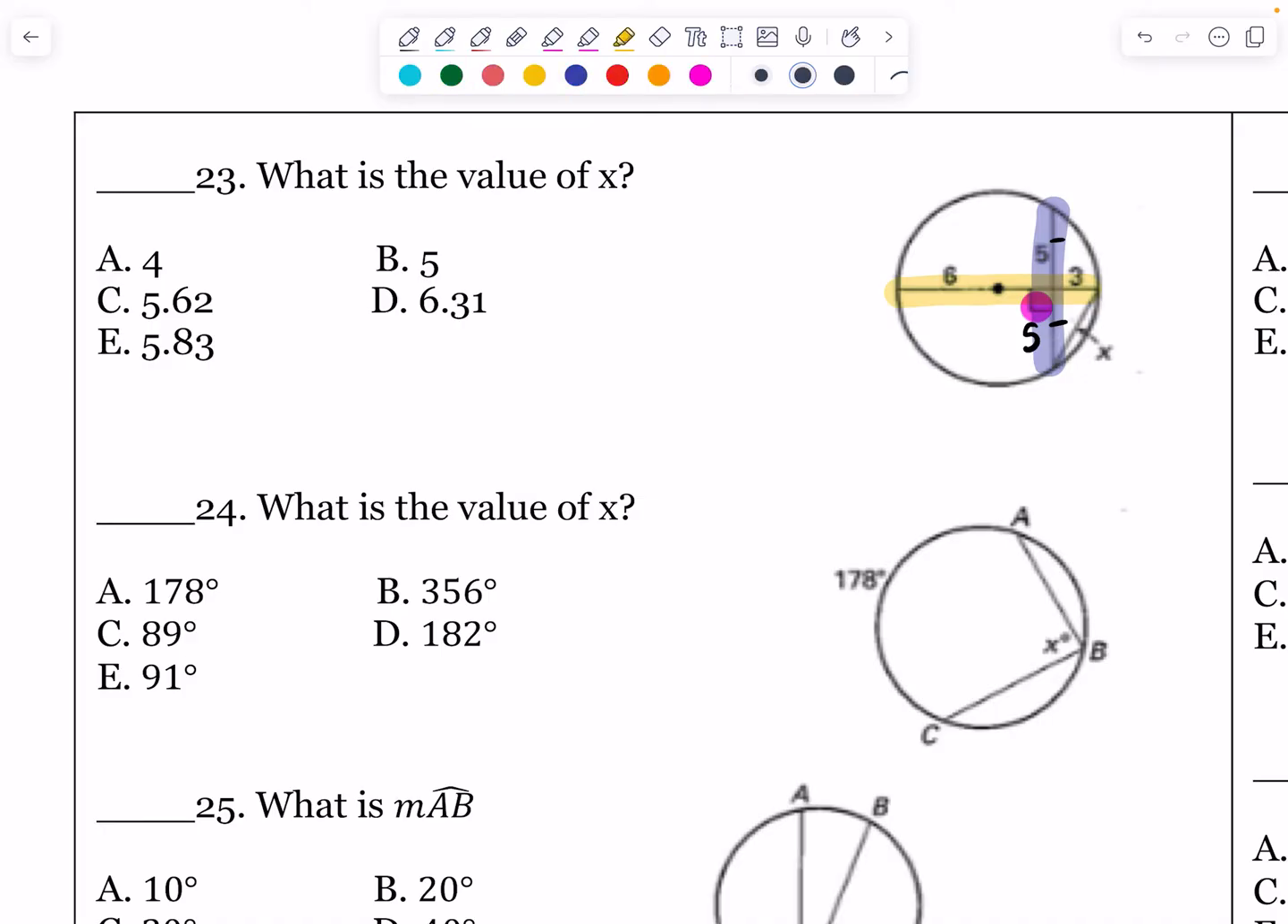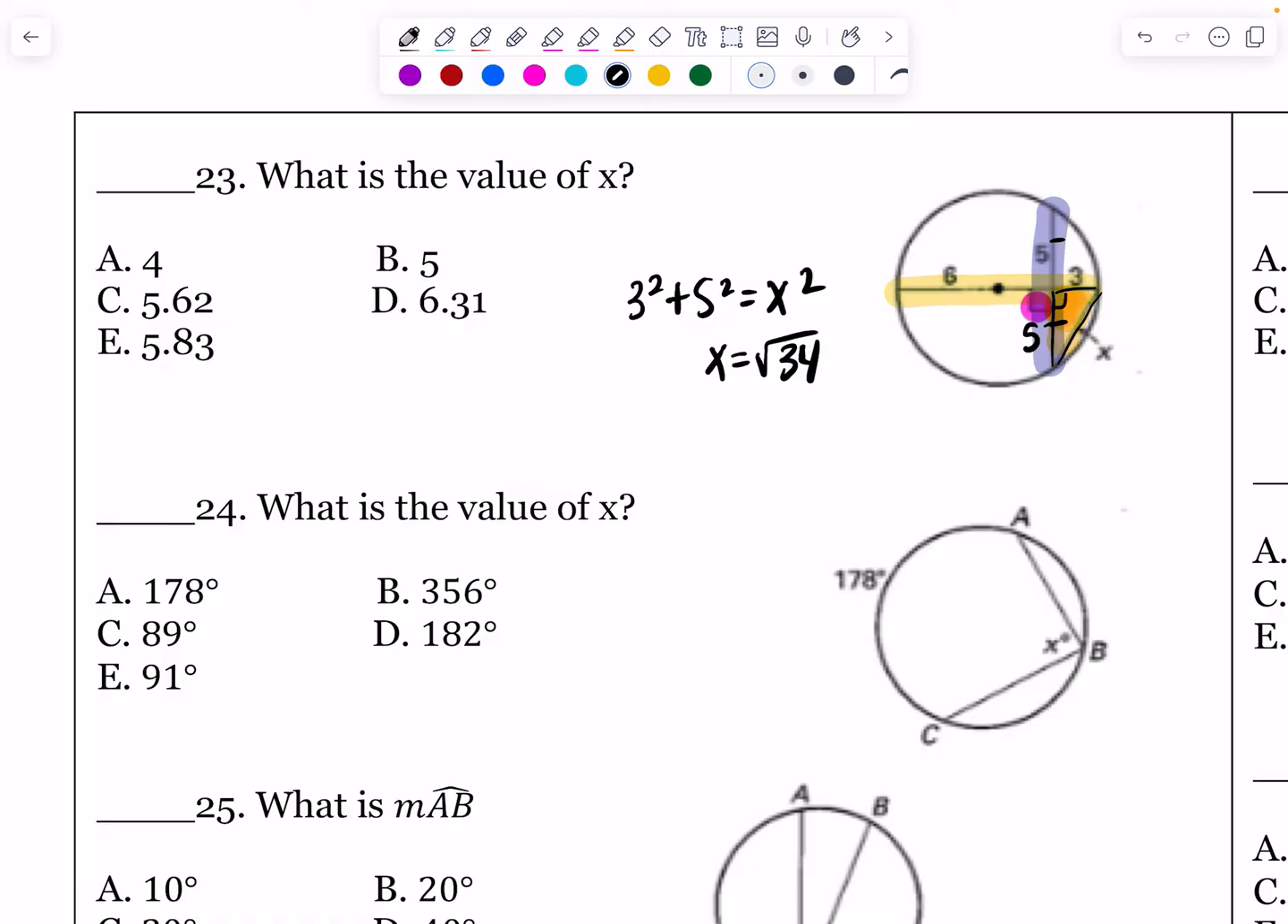And then I've got this right triangle. Now this is going to be a right angle right here as well. With the 5, and we're looking for x, and then the 3, that is a right triangle, and I'm going to use the Pythagorean theorem. So we know that 3 squared plus 5 squared is equal to my hypotenuse, which is x squared. 3 squared plus 5 squared is going to be equal to the square root of 34.